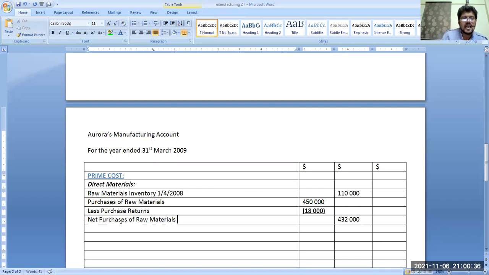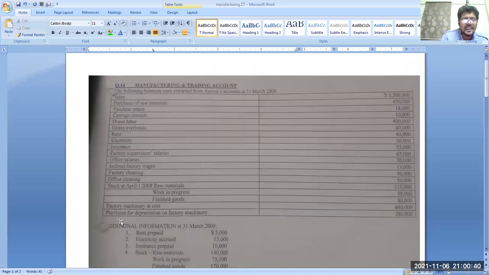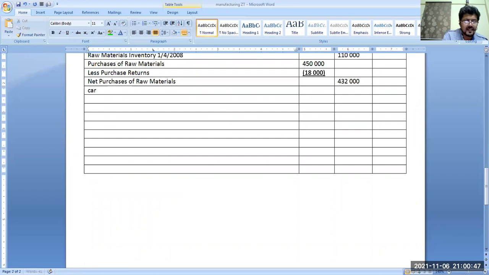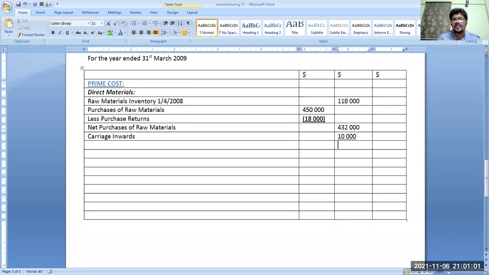Now, after net purchase of raw materials, we have to see carriage inwards. Yes, carriage inwards is given, 10,000. Now we have to take the total of 3 items: opening inventory, net purchases, and carriage inwards. $552,000. This is called raw materials available for use.